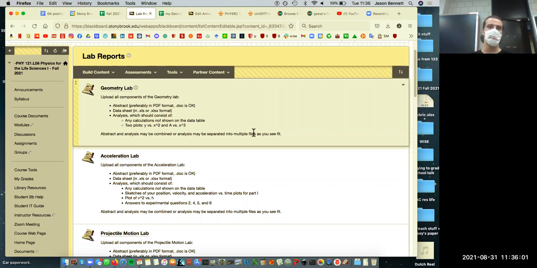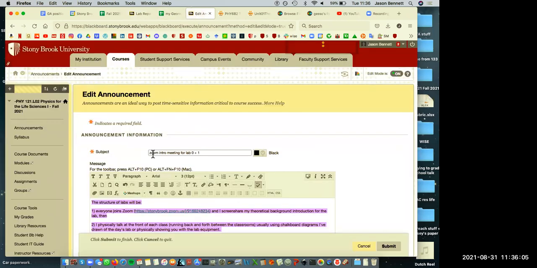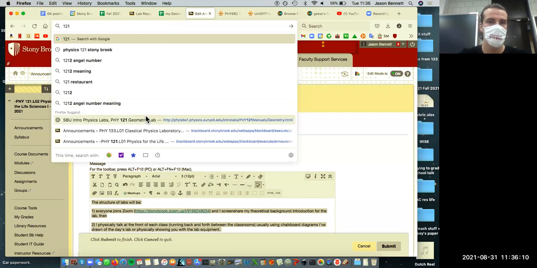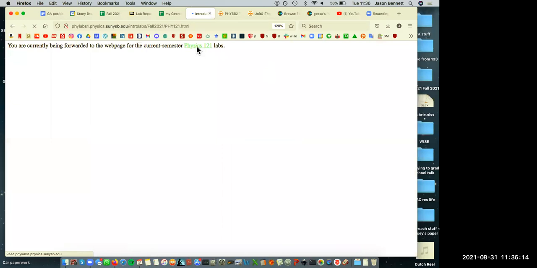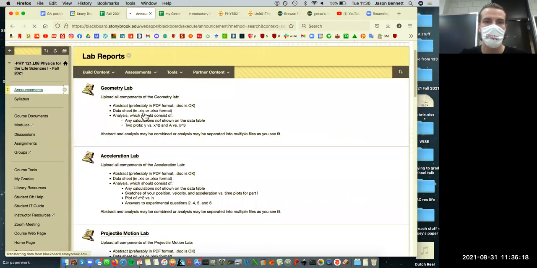The annoying part about grading is, if you look at that 121 actual page, these pages that I'm clicking on right now, you can find in Rich's announcement. So not mine.